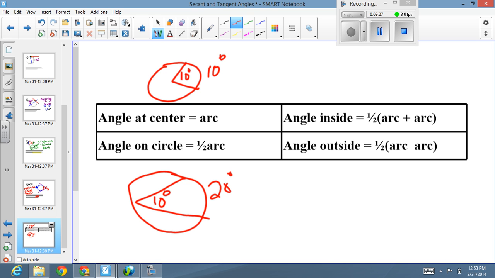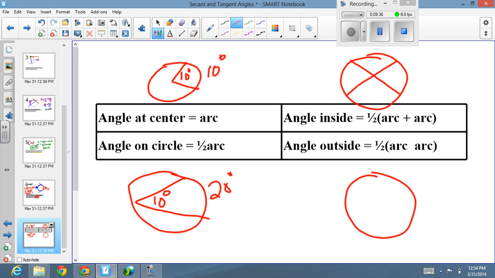And then the other two, angle inside looks like this. Angle outside looks something like that. Okay? For this one, we use arc plus arc. For instance, if I'm trying to find this angle, these are the two arcs I'm adding together, then dividing by 2 or cutting it in half. And down here, I lost my minus sign there. But if I'm looking for an angle down here, I'm doing arc minus arc.